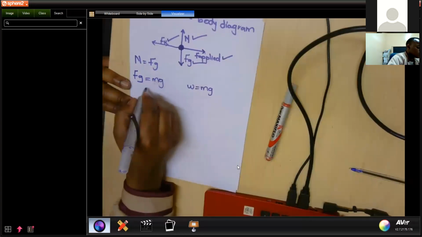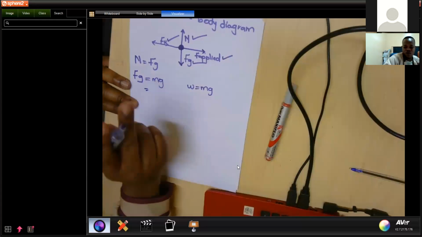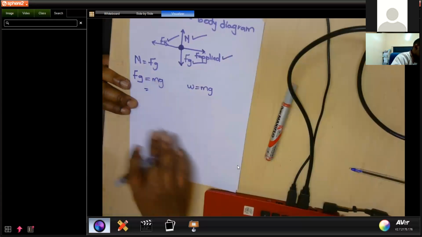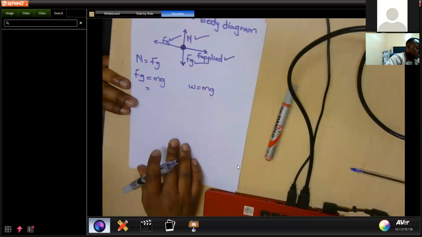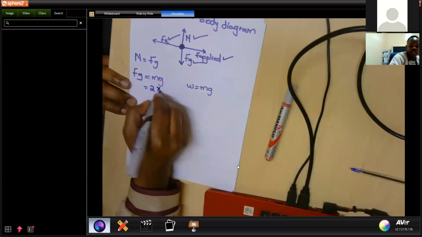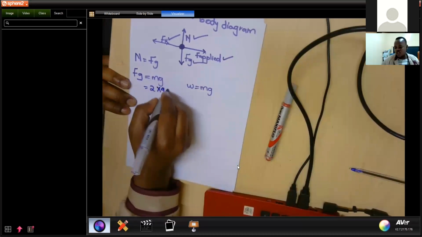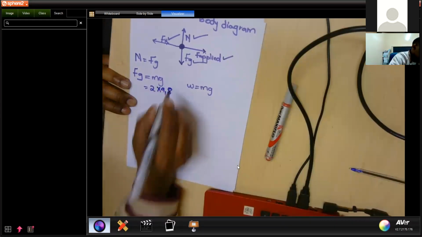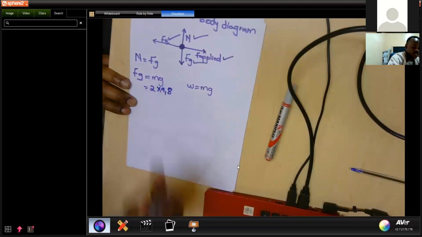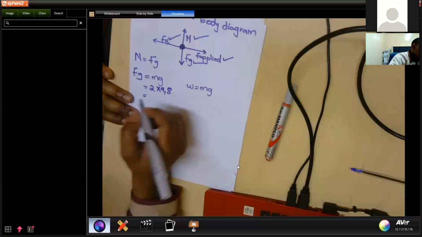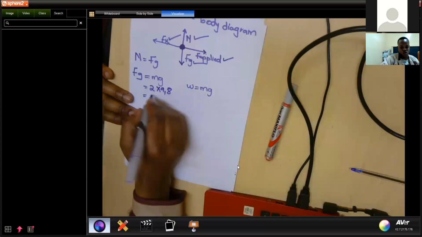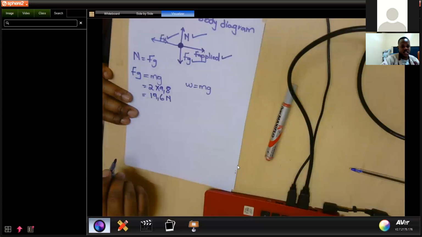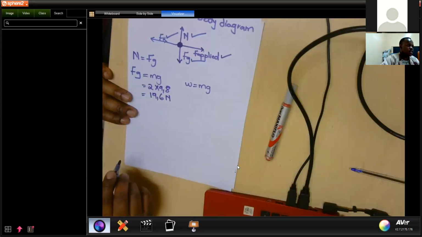Now, we know the mass of the object is 2 kg, and the value of g is 9,8. Now, if you perform your calculations there, my dear learners, you will realize that this gives you 19,6 newtons, right? That is going to be the magnitude of the force of gravity.